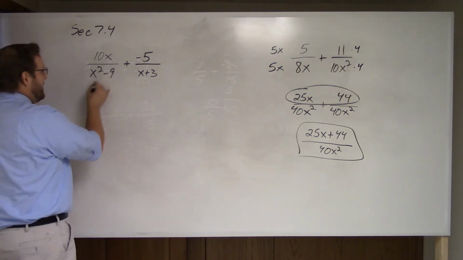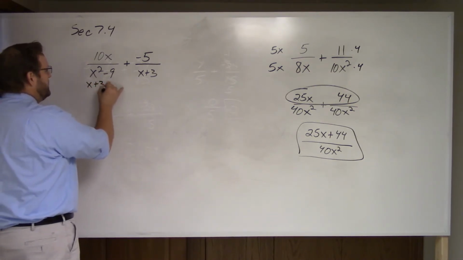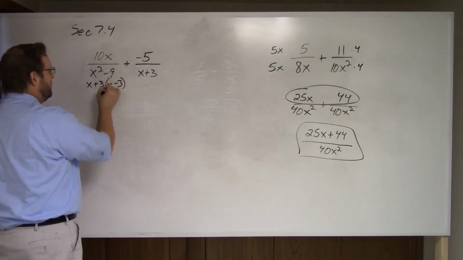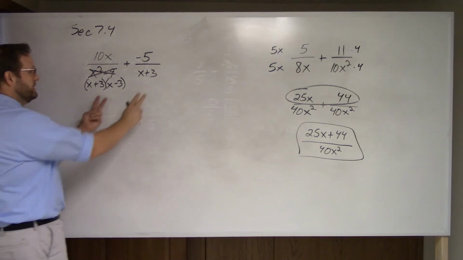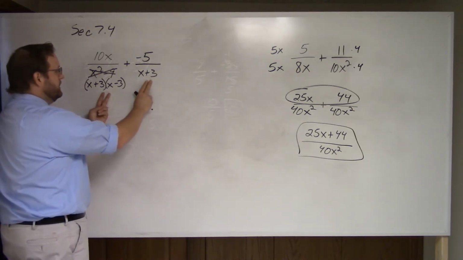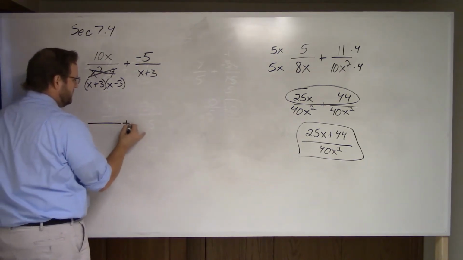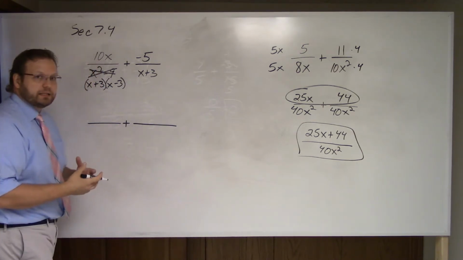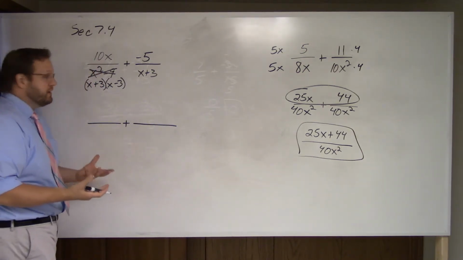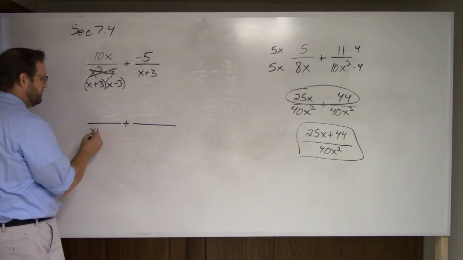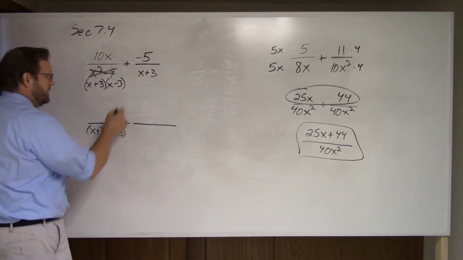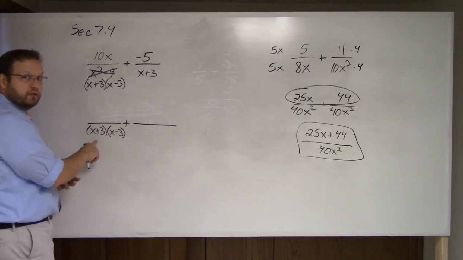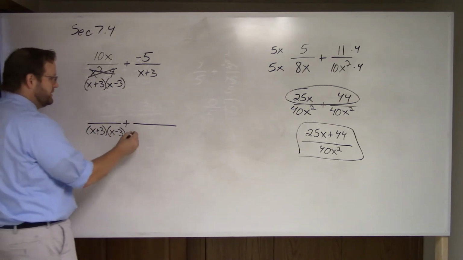So this, I'm going to factor as an x plus 3, x minus 3. I'm going to cross that out because I don't want to look at that anymore. These are my denominators, okay? So my LCD, whenever we have quantities like this, I'm listing what's there. What is there? I've got an x plus 3, I have an x minus 3, and I already have the x plus 3 in the mix. So there's my LCD.